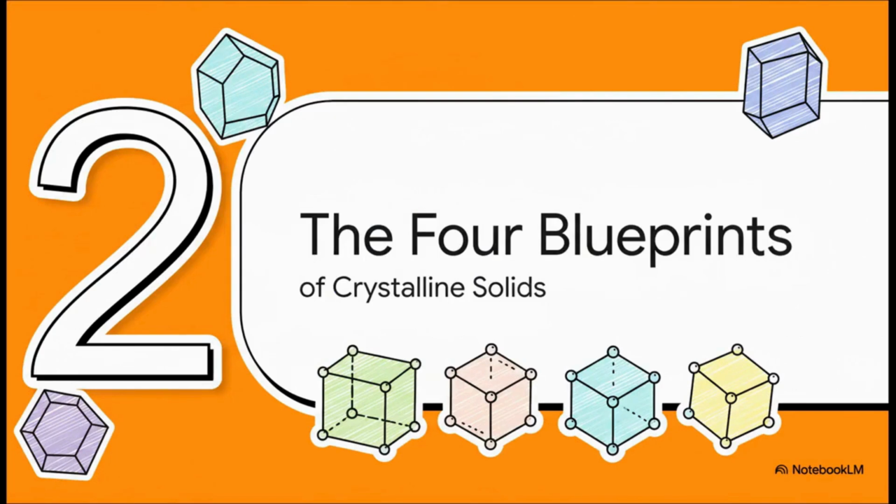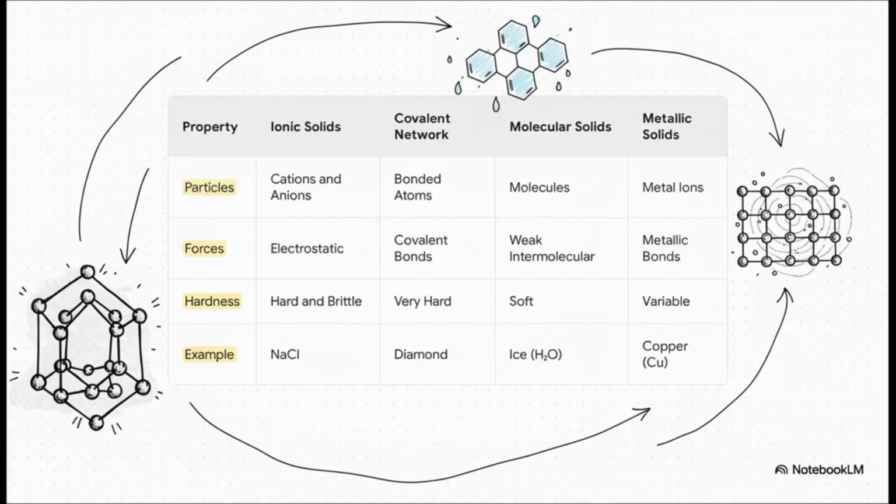Okay, so let's leave the chaos behind and jump into the orderly world of crystals. For the rest of this explainer, we're going to focus just on these crystalline solids, because their amazing order follows one of 4 distinct architectural blueprints, and it's all defined by how their atoms are glued together. Think of this table as our cheat sheet for crystal blueprints. Find that covalent network column, and there it is, diamond. Its atoms are locked together by these incredibly strong covalent bonds, and that's what makes it so unbelievably hard.